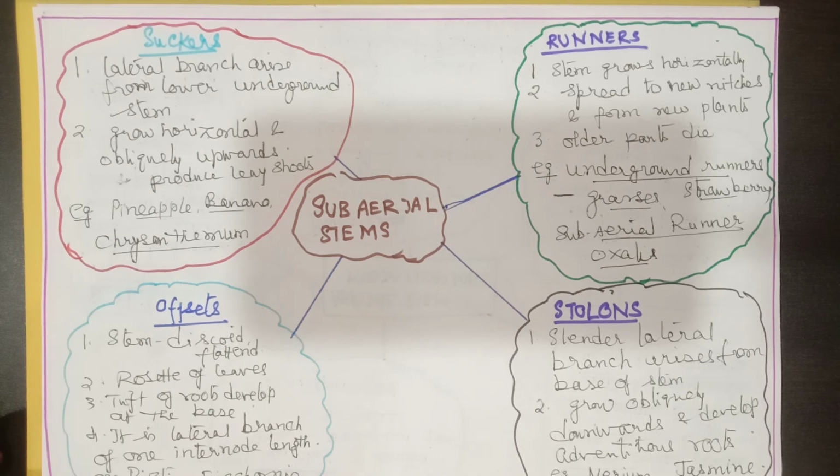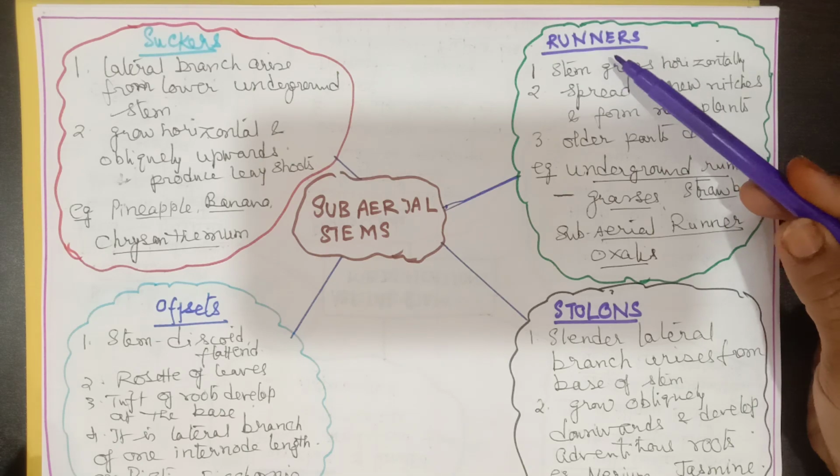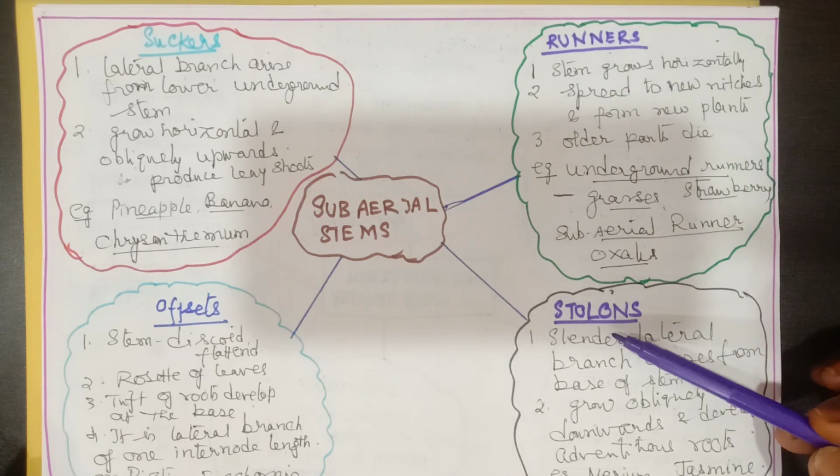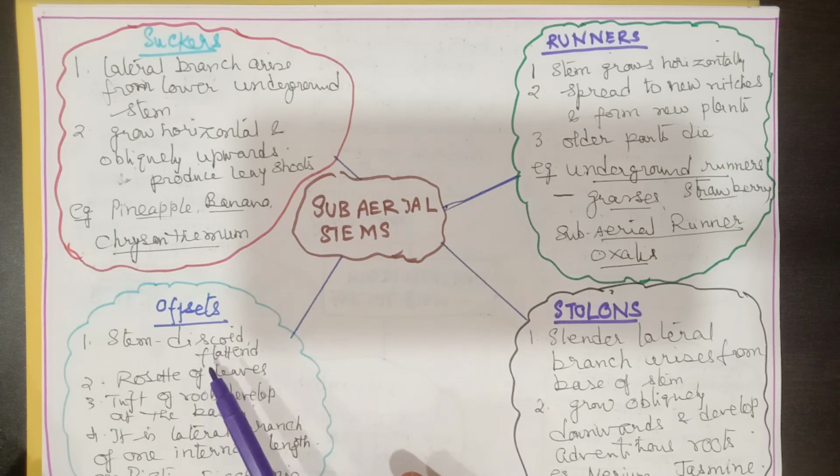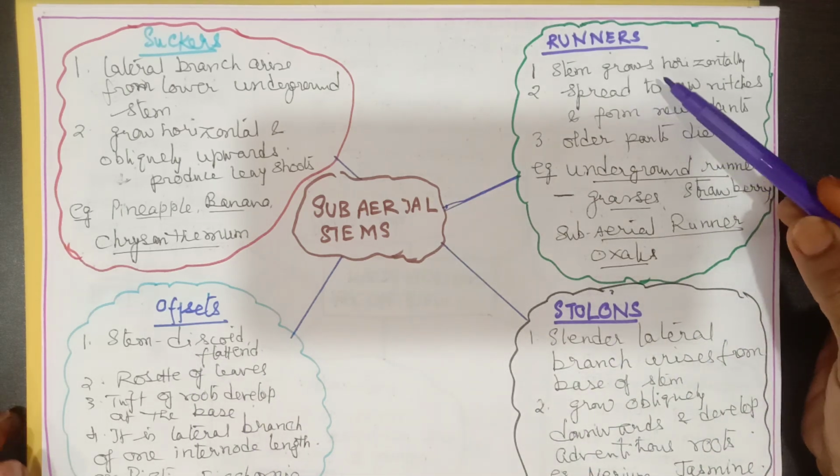Another feature of subaerial stems is that all subaerial stems are meant for vegetative propagation. They help in vegetative propagation. And we have four types of stem modifications: runner, stolon, suckers and offsets. So these we are going to discuss one by one. First, let us start with a runner.